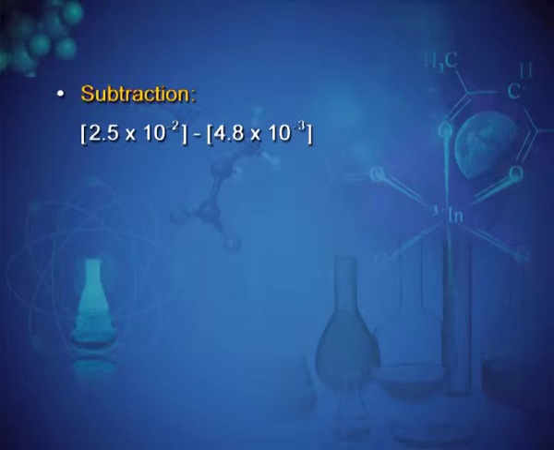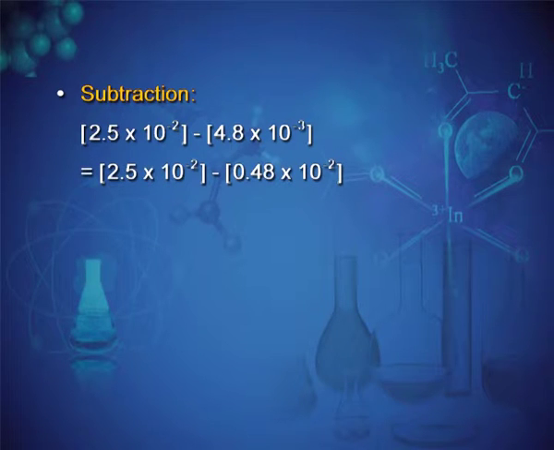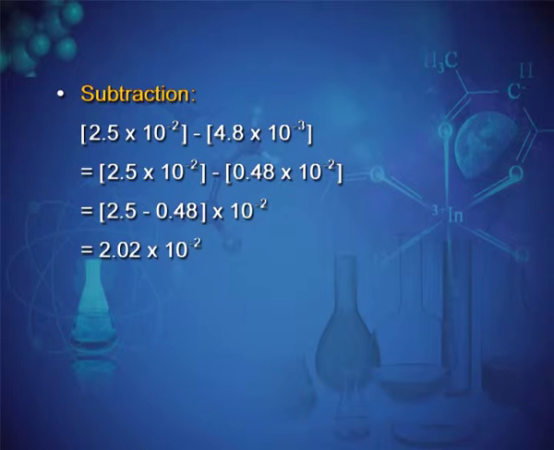Subtraction example: we have to subtract 4.8 into 10 to the power minus 3 from 2.5 into 10 to the power minus 2. Similarly, as we did previously, we take 2.5 into 10 to the power minus 2 minus 0.48 into 10 to the power minus 2. In this step, we are making the same exponent for the subtraction. So the solution will be 2.5 minus 0.48 into 10 to the power minus 2. The final answer will be 2.02 into 10 to the power minus 2.